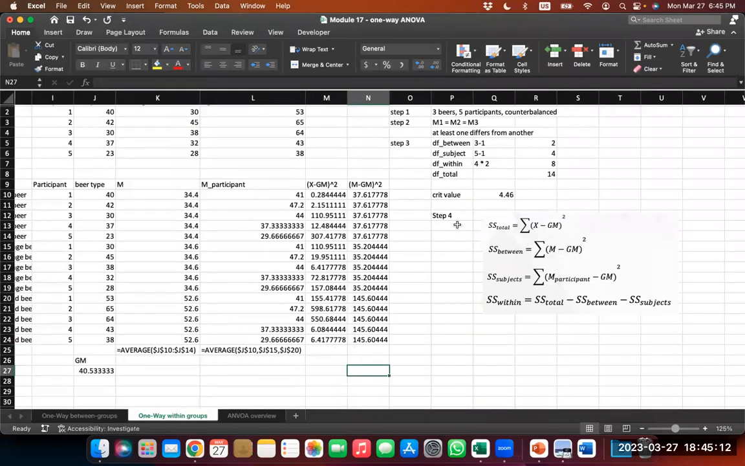So again, here we first have the total sum of squares, which is basically the difference between the individual score minus the grand mean. That's the total variability that you see in your data. That's the entire scalar, and you're basically subtracting the grand mean from that one constant. So you get an exact value of how much variability there is in your data.